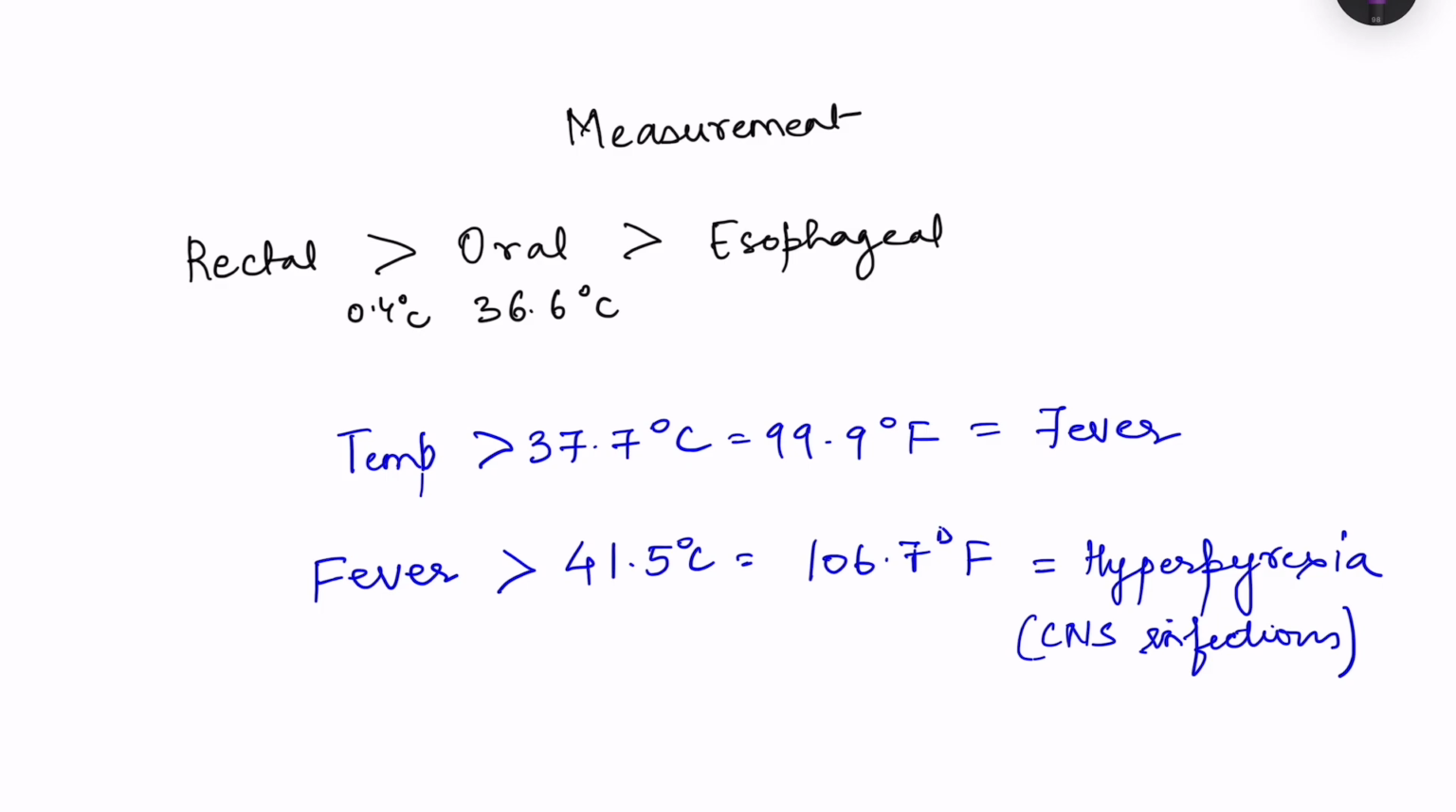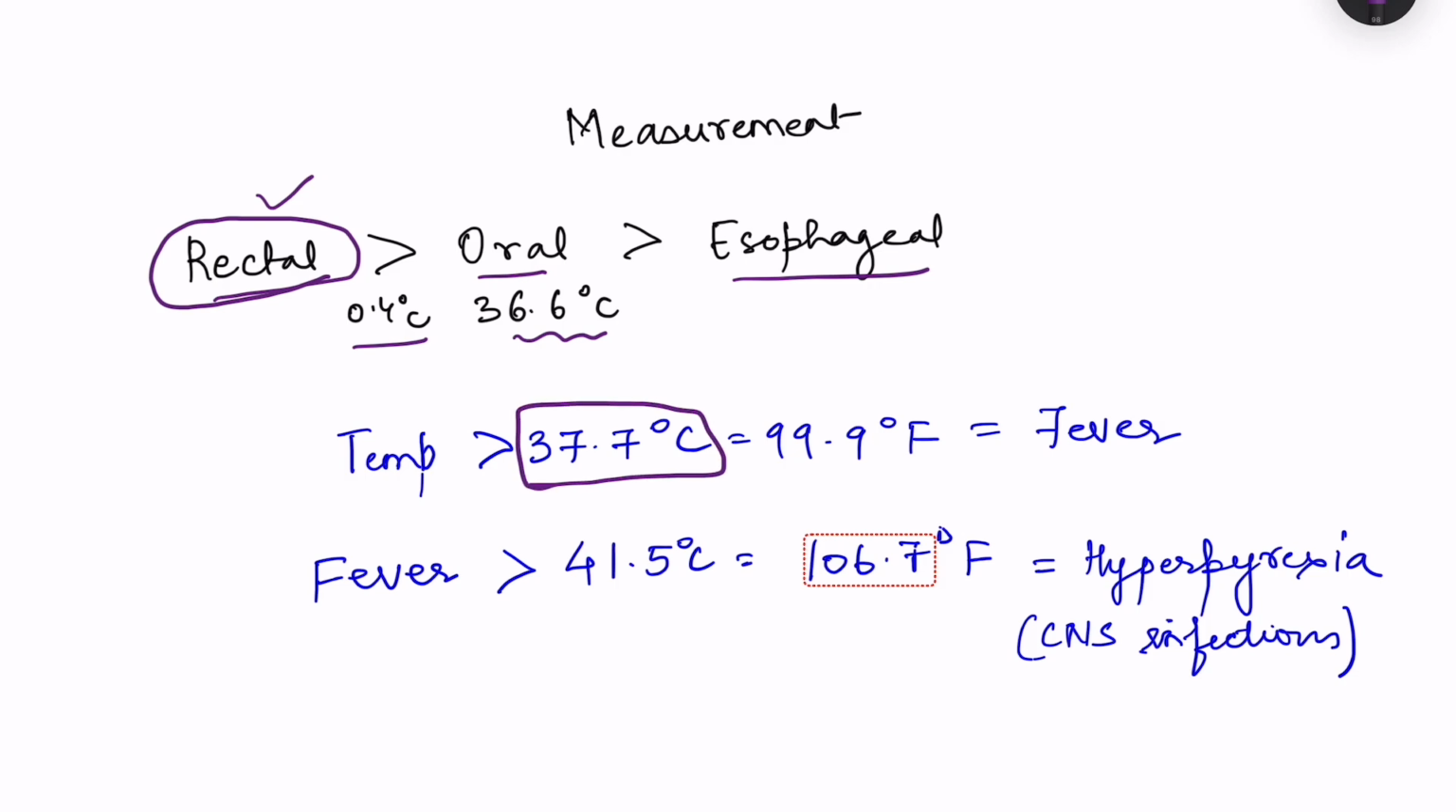The body temperature can be measured from the rectal region, which represents the core temperature. So that is 0.5 degrees Celsius more than the oral temperature, that is around 36.6 degrees Celsius, which is again more than the esophageal temperature. So rectal temperature denotes the core temperature, and most commonly measured are the oral temperature and axillary temperature. However, remember that rectal temperature is 0.4 degrees Celsius more than the oral temperature, which is a little bit nearer to the shell temperature.